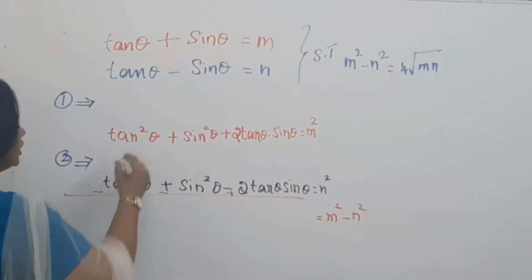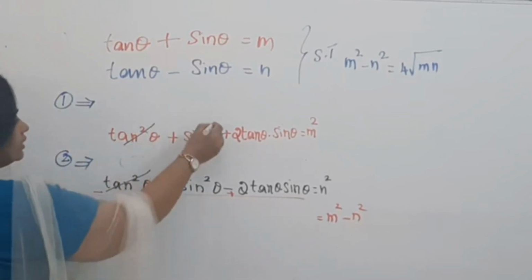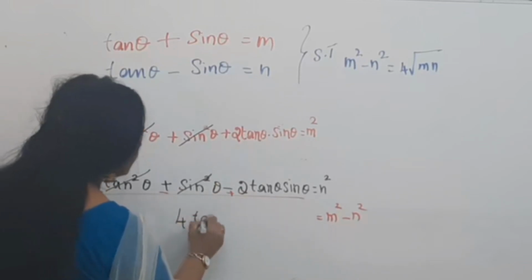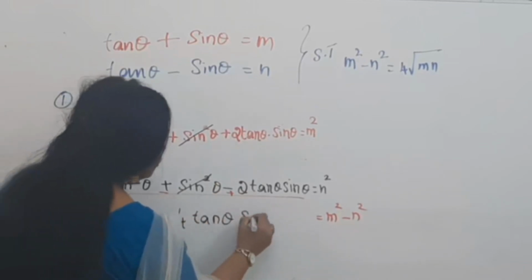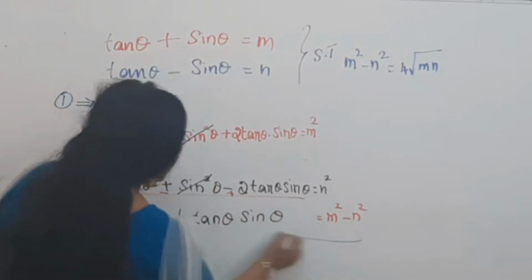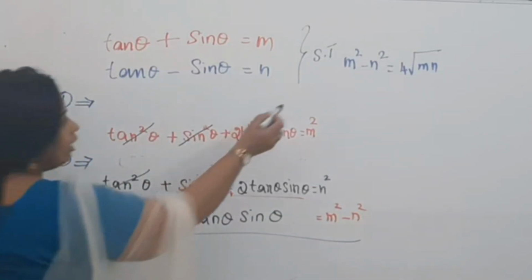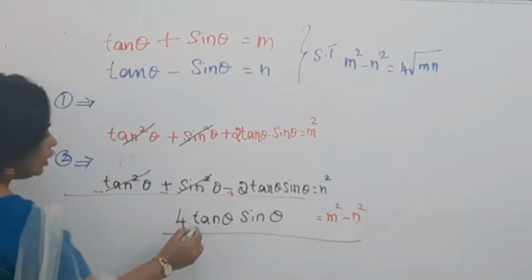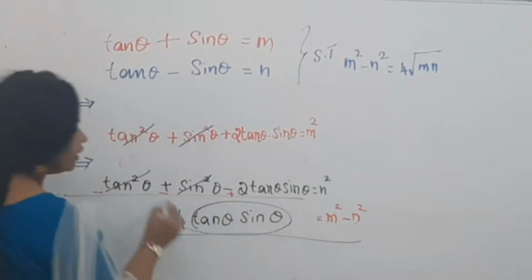What is happening for changing the symbol? This gets cancelled. So this is 4 tan theta sine theta. You almost reach the answer. See, I have my m square minus n square and I got my 4. Only this point I have to think about now.